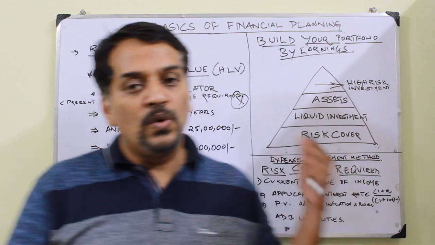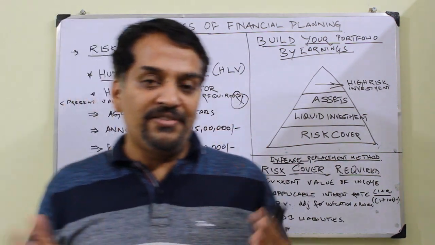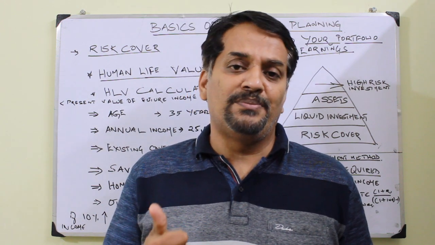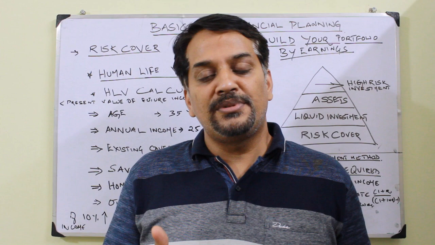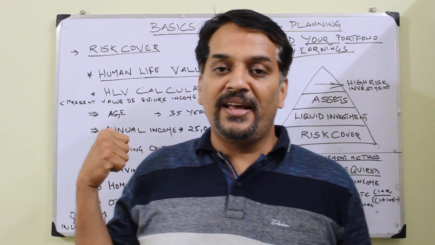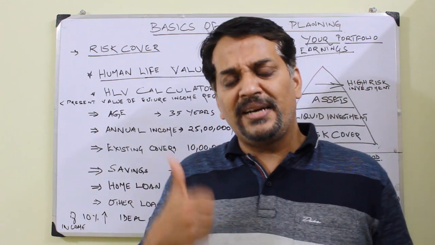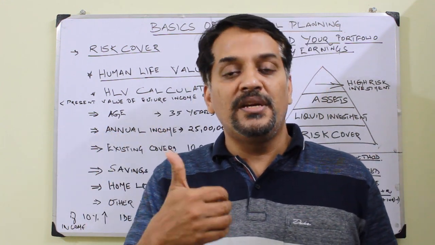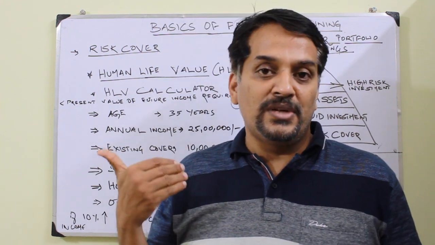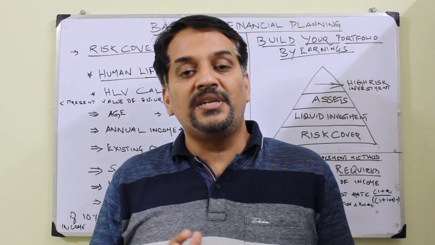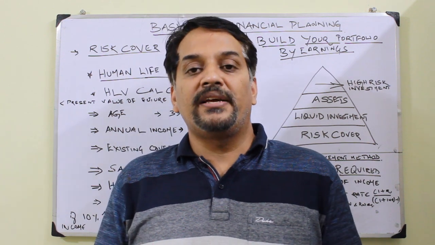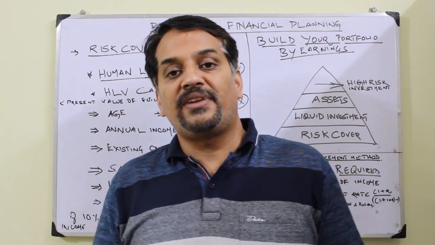We always say go by the human life calculator. But it is not easy to go and calculate every time. So I would say that at the very minimum, you should have 10 times your annual income. So if this person has 25 lakhs income, you should have a bare minimum of 2.5 crore rupees as your insurance cover. Otherwise, you can always increase it to 100 times. That would take care of your income replacement, and it would take care of your family for a certain period of time.